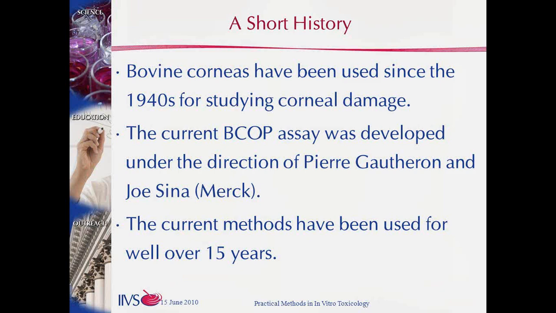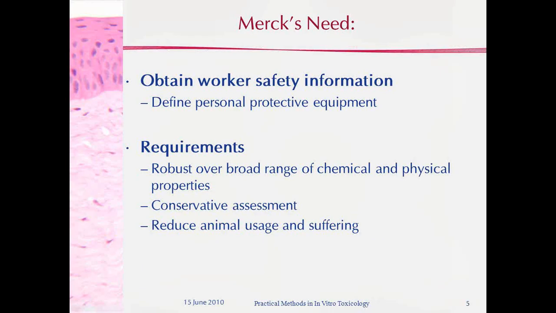So briefly, the assay is based on the use of bovine corneas for studying corneal damage. Some of the work has historically been done for looking at mechanical wounds and also chemical wounds. At Merck Corporation, Pierre Gautron and Josina had begun to utilize excised bovine corneas primarily using an opacity endpoint, much as it is conducted today, but found that for some chemicals the inclusion of the permeability endpoint was quite useful also. So the current methods have actually been used now for nearly 20 years.